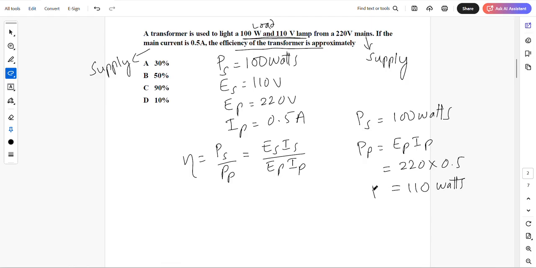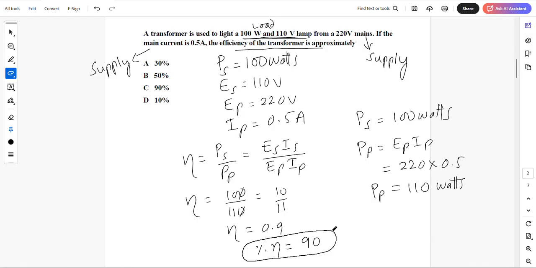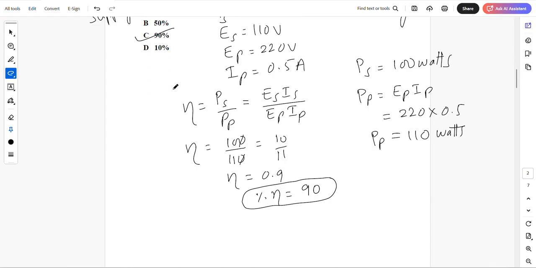Now substitute that. Eta is equal to PS, already given as 100, over PP, which we just calculated as 110. The 0 gets cancelled, 10 by 11, which is 0.9. Multiply by 100, you get 90. Percentage efficiency is equal to 90. This is right. Hope you understood this one. We will see the next problem.